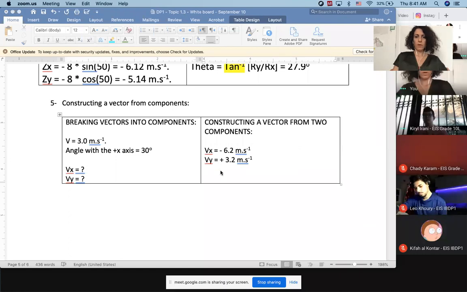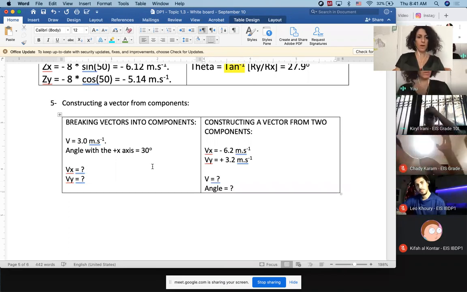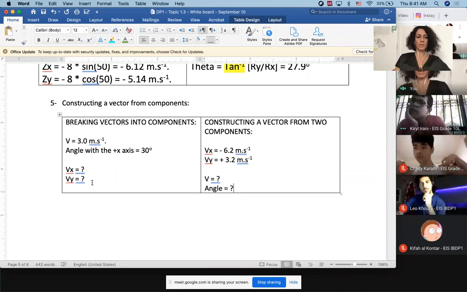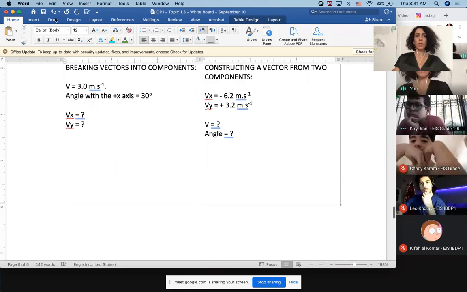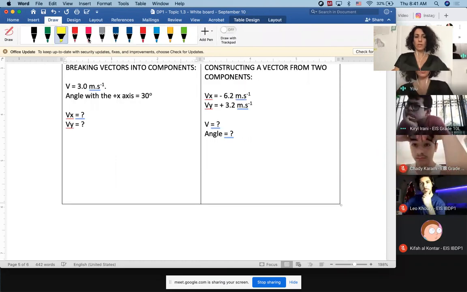All right, so you guys, breaking vectors into components. Okay, so Hadi, was it Hadi talking? No, Kifah. Kifah, how would you find Vx and Vy? To be honest, personally, I'm too anxious. I would make some mistakes. I would love to draw first to make sure I understand how it looks.